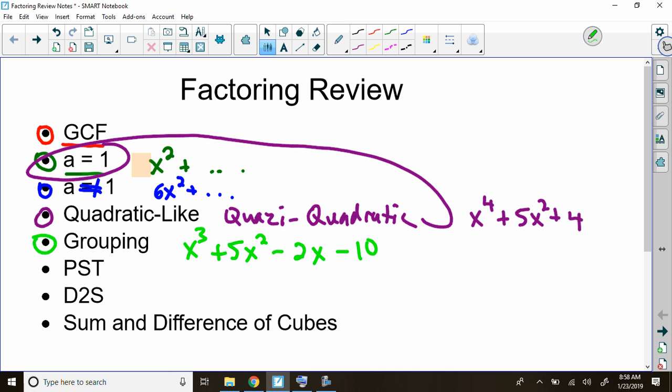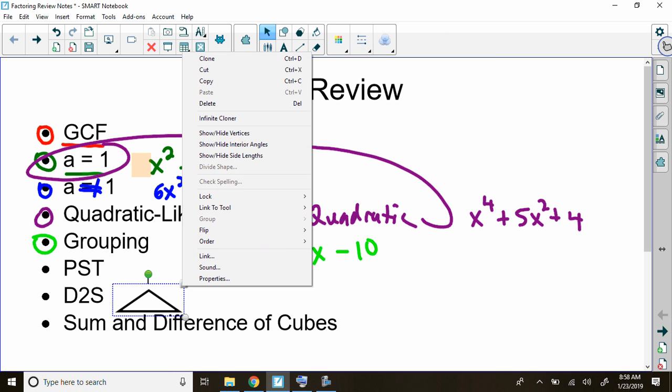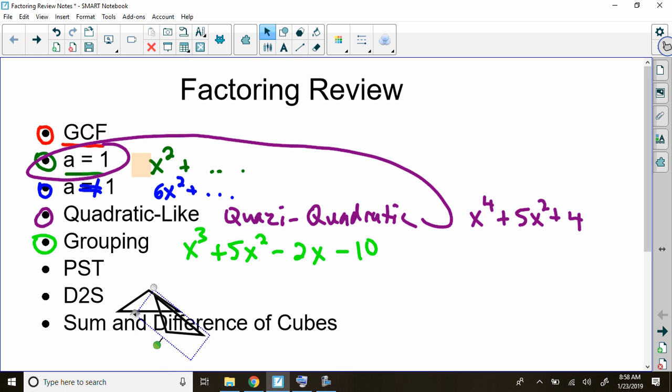The next two are special cases. I used a triangle to talk about those. Difference of 2 squares and the perfect square trinomial. It's been a minute since we talked about those. And then the last one, something new. So anyway, that's a roadmap of where we're heading today.